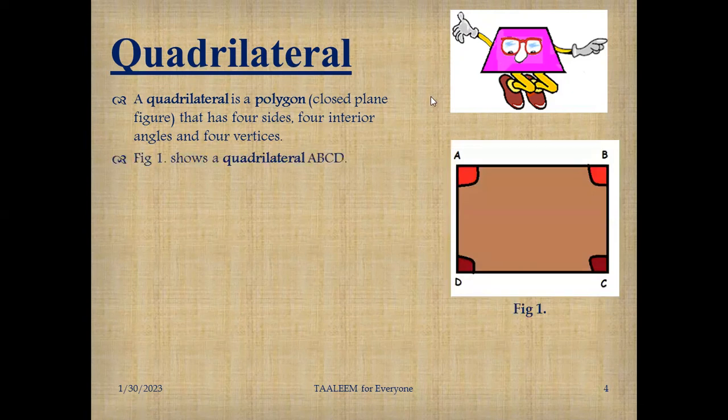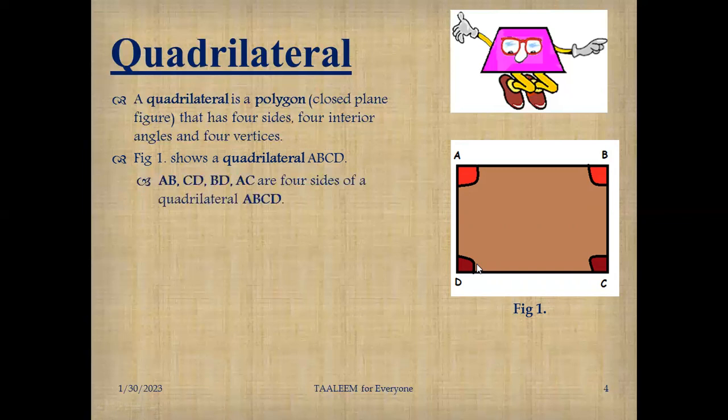Figure 1 shows a quadrilateral ABCD, because this quadrilateral's name is ABCD. According to figure 1, AB, BC, CD, and DA are the four sides of quadrilateral ABCD. Why quadrilateral ABCD? Because its name is ABCD. You can name it WXYZ, DEFG. Next, points A, B, C, and D are four vertices of quadrilateral ABCD.